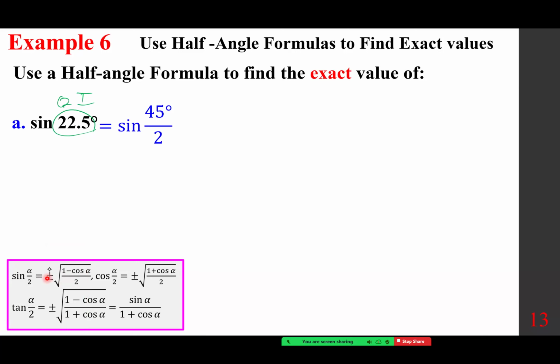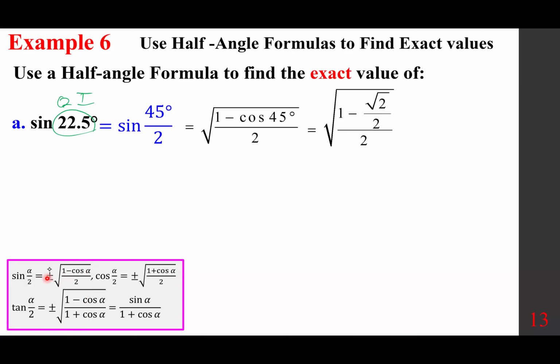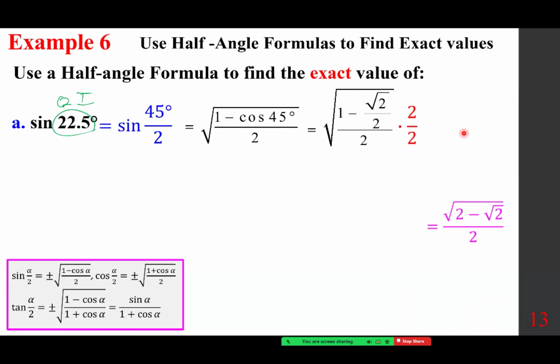And square root of 1 minus cosine of 45 degrees over 2. Now 45 degrees is a common arc. Cosine is square root of 2 over 2. Under the radical, we have a complex fraction. Let's multiply the top and the bottom by the LCD, namely 2. When you multiply the bottom, you get 4. When you multiply the top, you get 2 minus square root of 2, and the square root of 4 comes out as 2. So this is the answer. You're done.